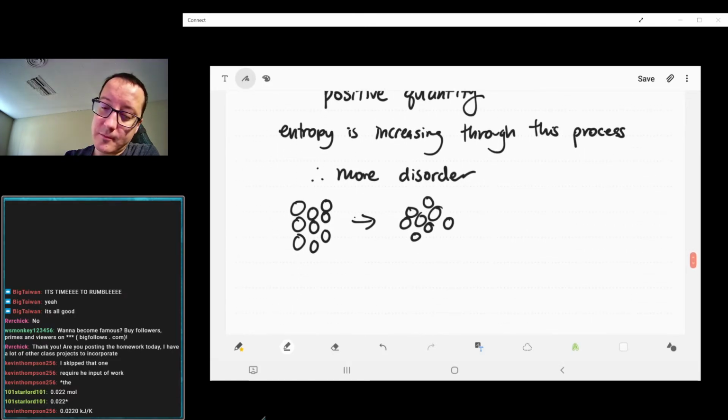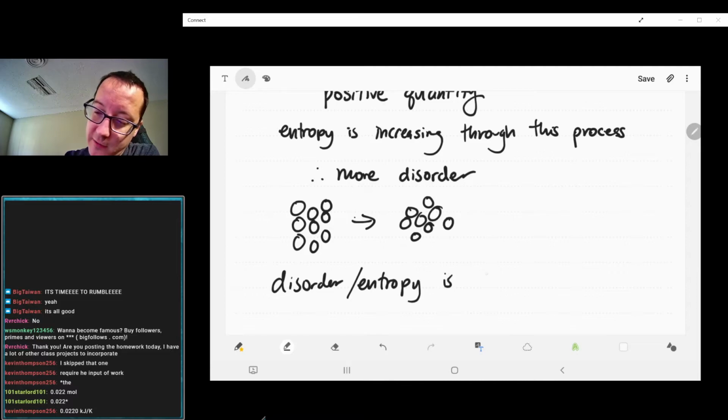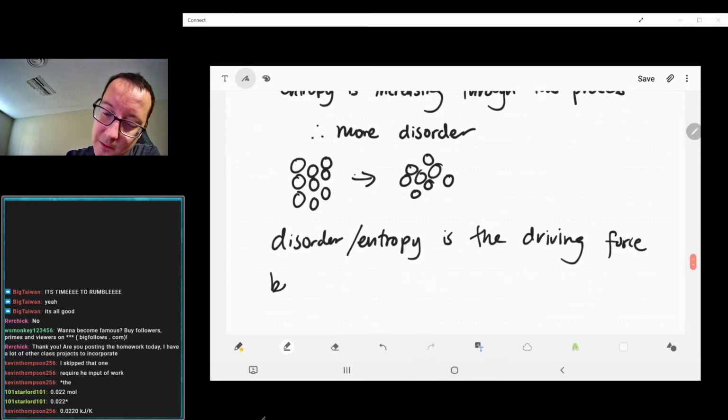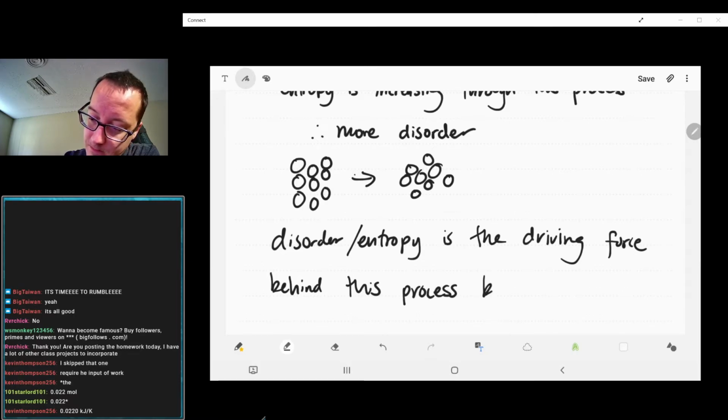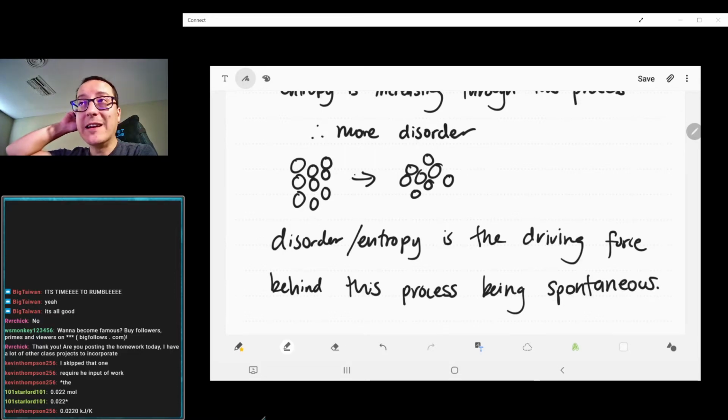But the disorder, or the entropy here, is the driving force behind this process being spontaneous, even though it's endothermic. In fact, I think we talked about this when we talked about solutions, right? We saw that sometimes delta H for mixing a solution could be positive, meaning you have an endothermic solution formation. But we saw that it can still happen, and that's because of entropy.